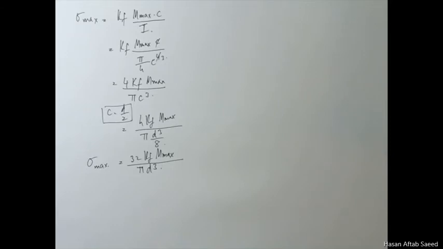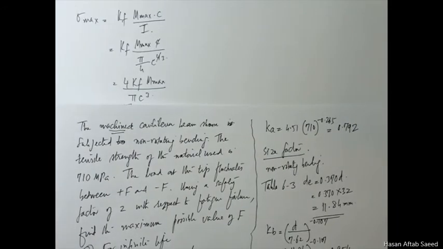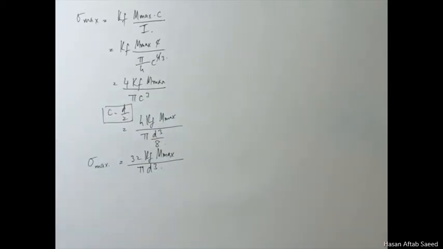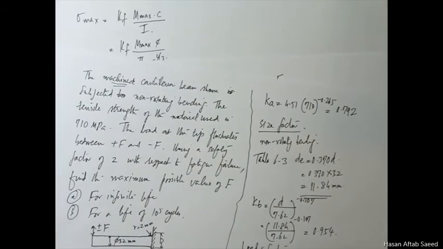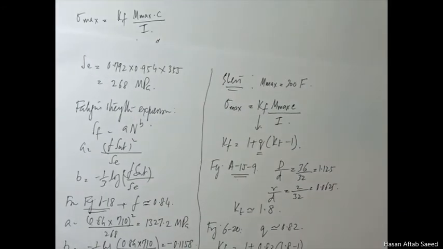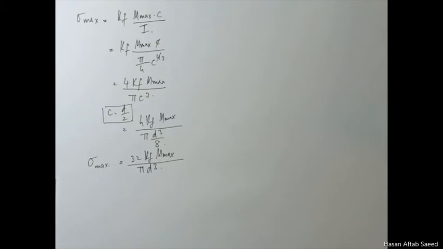First of all, for infinite life, we will be comparing the endurance limit with this stress. But we'll be using a factor of safety of 2. For part B, for a life of 10 raised to the power 5 cycles, we'll be comparing the same stress expression with the value of Sf for n equal to 10 raised to the power 5. So we'll get 2 answers. Let's do them one by one.